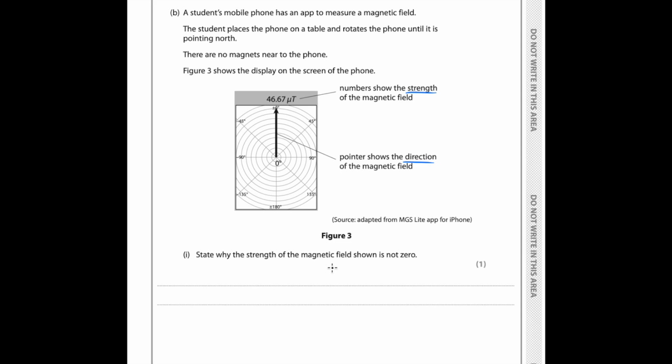State why the strength of the magnetic field shown is not 0. So there's no magnets near the phone, but the Earth has got its own magnetic field anyway. So that's what it's detecting.